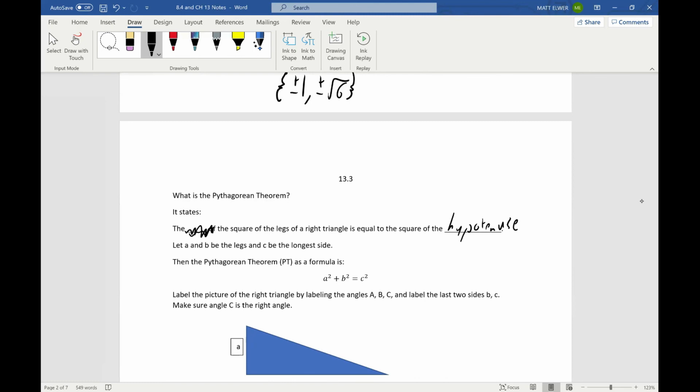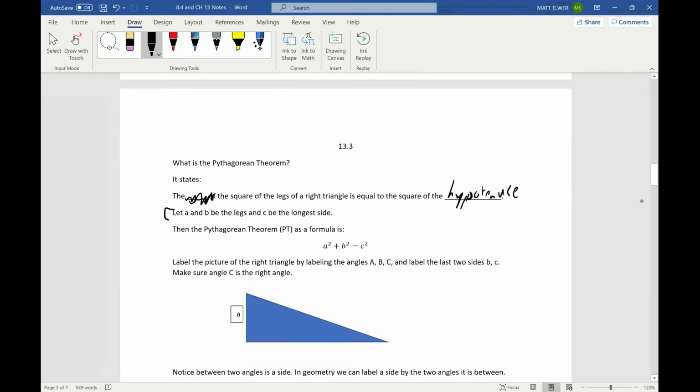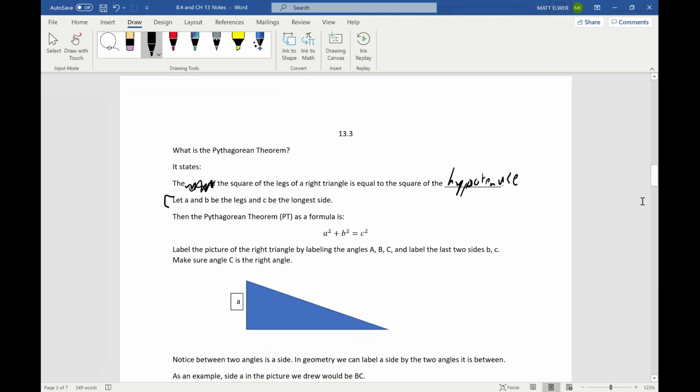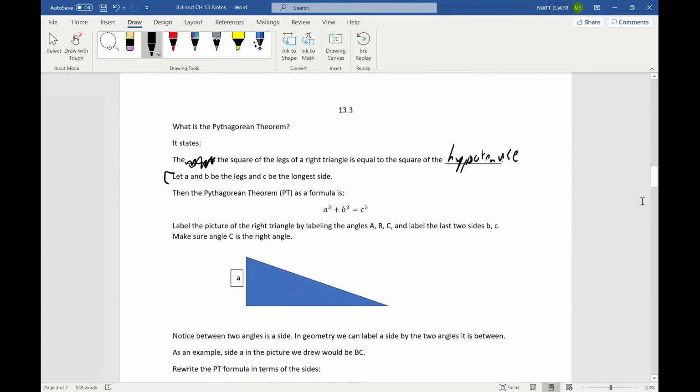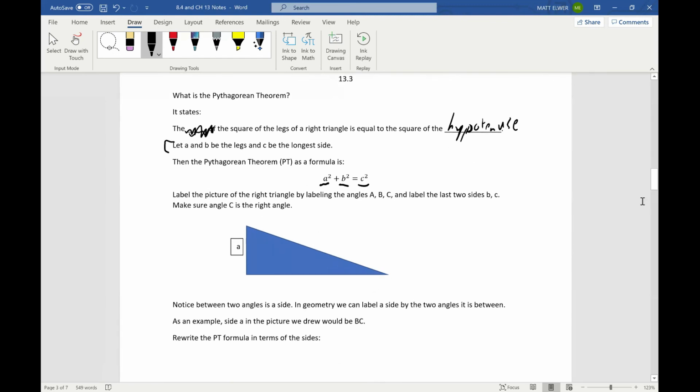Okay. So if we want to state this visually, that the square of the legs of a right triangle is equal to the square of the hypotenuse, we can say, well, let A and B represent legs, so that's just going to be the 2 shorter sides, and let C be the longest side, right? So then what we can say is that this is a formula where we have the square of the first leg plus the square of the second leg is equal to the square of the hypotenuse, okay?